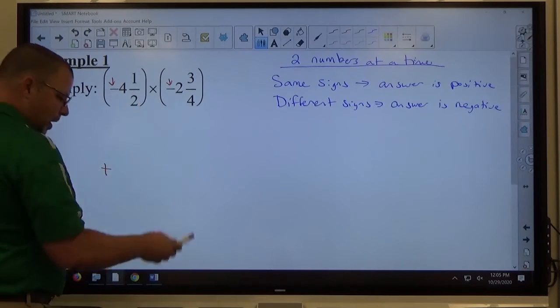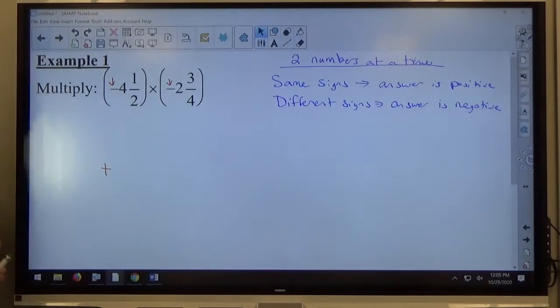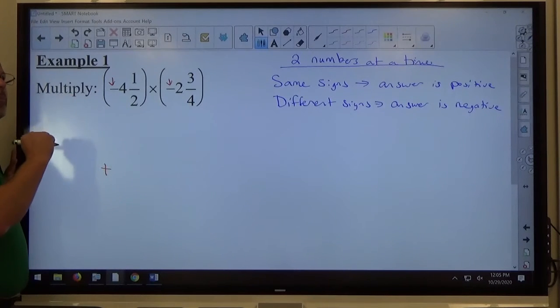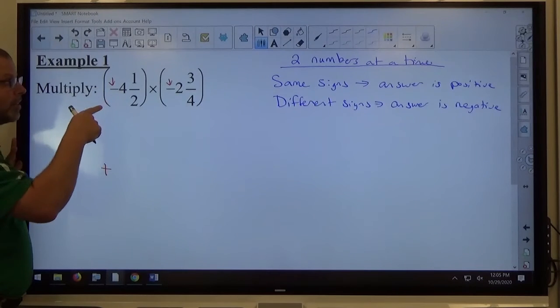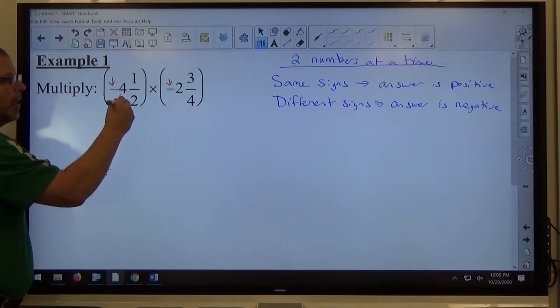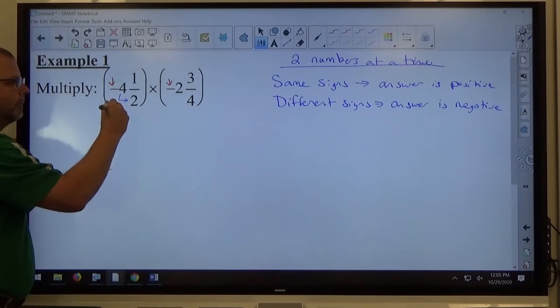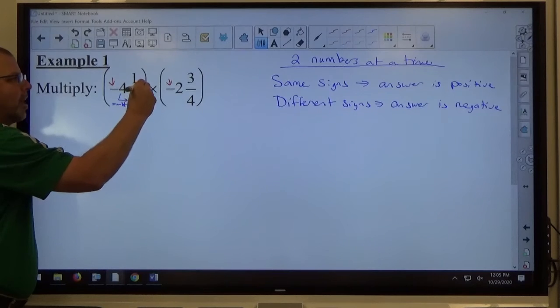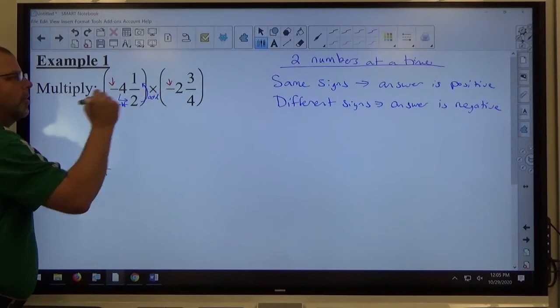As far as multiplying, I've said over several days now that improper fractions are better than mixed numbers. When multiplying and dividing, they are always better than mixed numbers. Always. Never, ever, ever, improper fractions are always better than mixed numbers. So if you have mixed numbers, make them improper fractions. We're going to multiply the whole number times the denominator, and we're going to add that sum to the numerator.